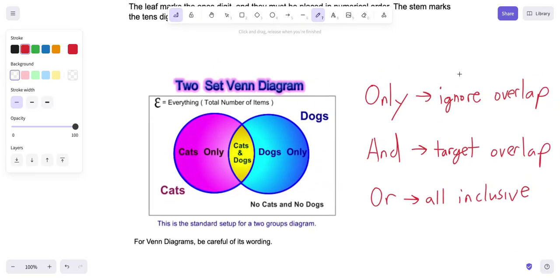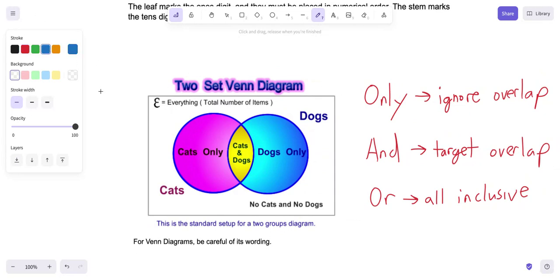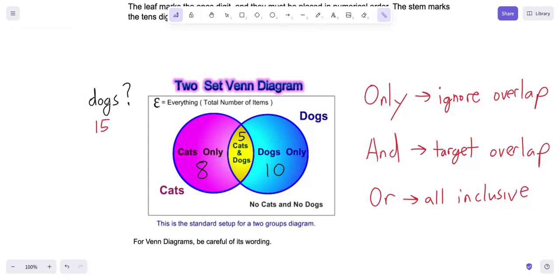So for example, in this diagram right here, let's say the survey question was how many people own these types of pets. And let's say the numbers were 8 people only have cats, 10 people only have dogs, and 5 people have cats and dogs. If I asked you how many people have dogs, the answer would be 15. Because all these people have dogs, right? This is the dog circle. So these 5 have dogs. These 10 also have dogs, so it'd be 15.